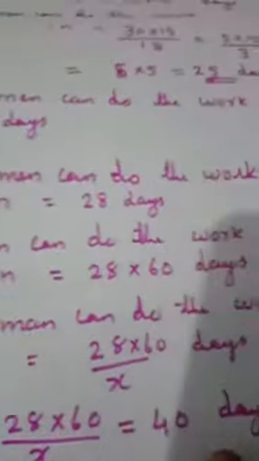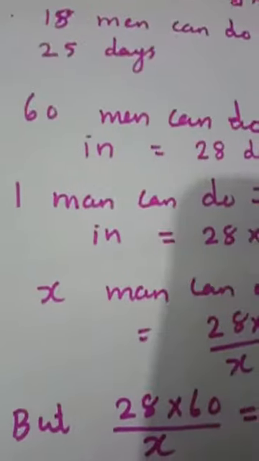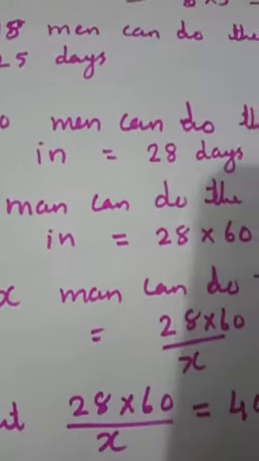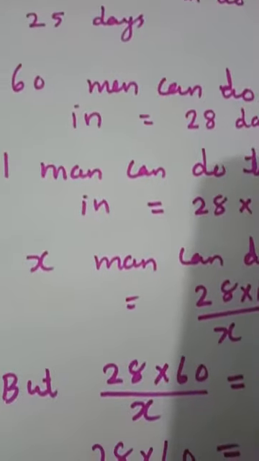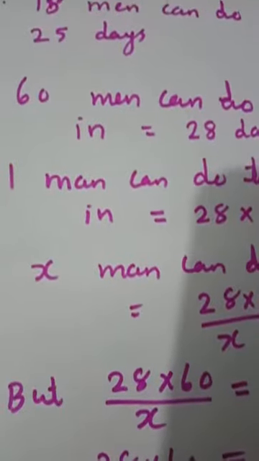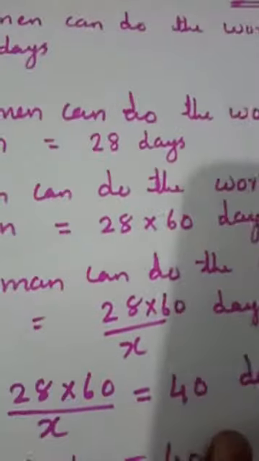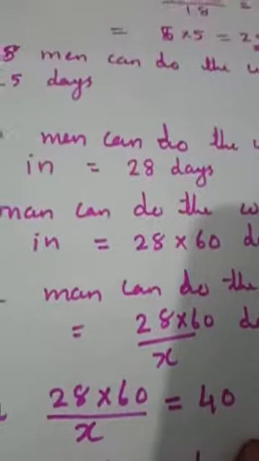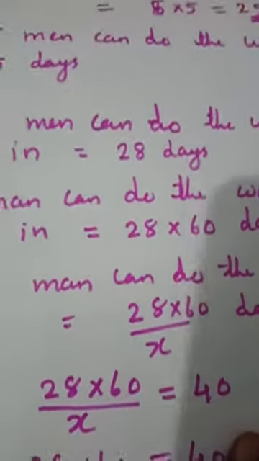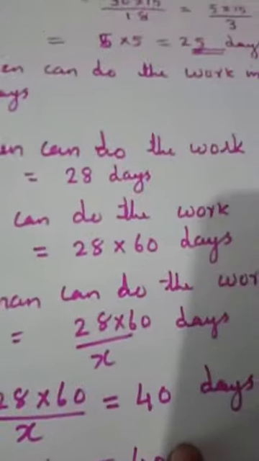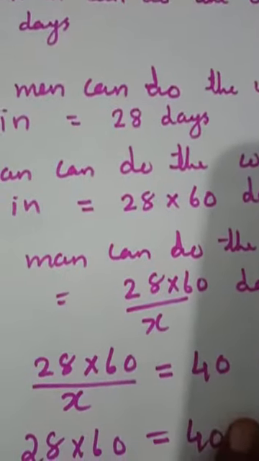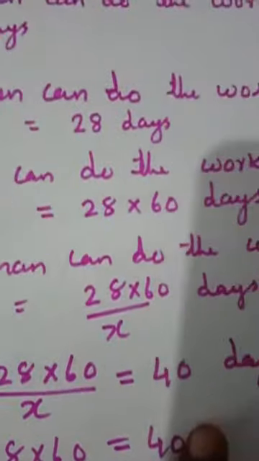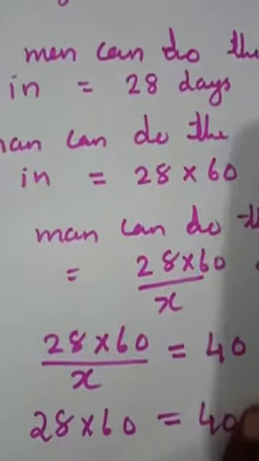See, first step: 60 men can do the work in 28 days. So, by the unitary method, one man can do the work in 28 into 60 days. That means here we multiply, because it is an inverse relation; to find one quantity we are multiplying.